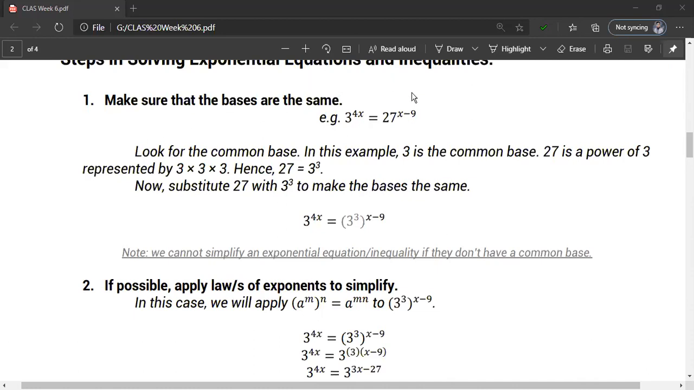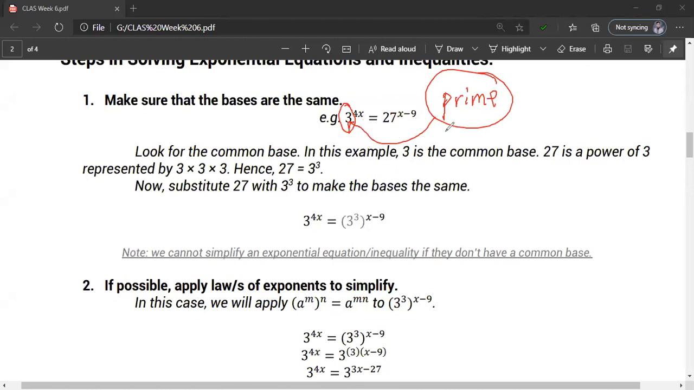So ayan, look for the common base. So dito po, may example tayo. So we have 3 raised to 4x equals 27 raised to x minus 9. So again, look for the common base. In this example, 3 is the common base. Bakit 3? So ang technique natin dito, class, to know what is the common base is to check which of the bases is a prime number. Kapag may prime number po sa mga bases, more probably, yun na po agad ang ating base. So dito in this case, 3 is prime. Therefore, that would be our common base.